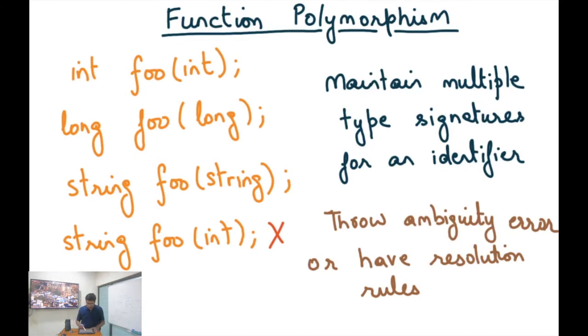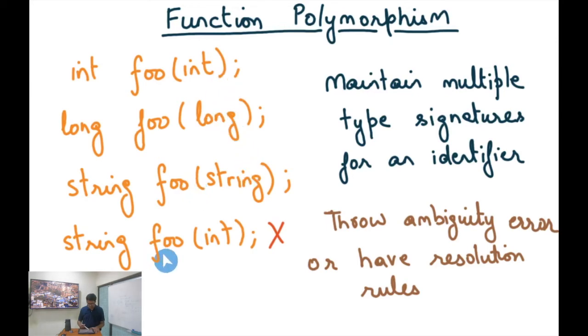I want to kind of discuss the notion of function polymorphism that's present in many languages, including C and C++. For example, the same identifier foo may have multiple signatures. So for example, in this case, foo takes an integer argument and returns an integer return value. And yet another function with the same name foo takes a long argument and returns a long return value, or a string argument and returns a string return value. Now, the first thing about this type of polymorphism is that if there are multiple definitions of the same identifier foo with different arguments, that is acceptable.